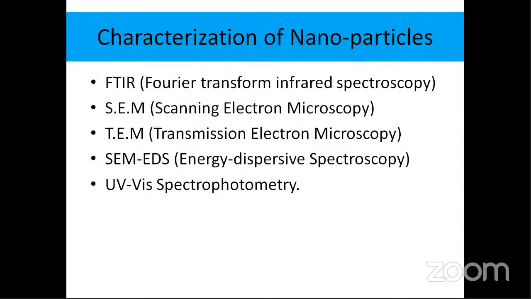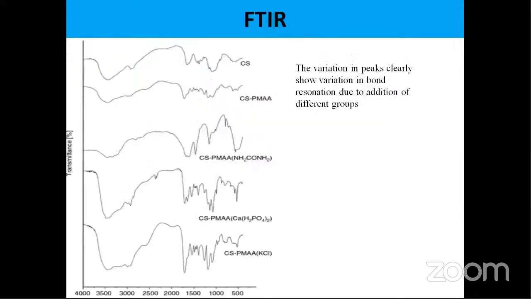Characterization was carried out by these instruments. It was basically FTIR, SEM, TEM, SEM EDS, and UV spectroscopy. Here you can see the FTIR graph. The variation in the peaks clearly shows variation in the bond resonation due to the addition of different groups.